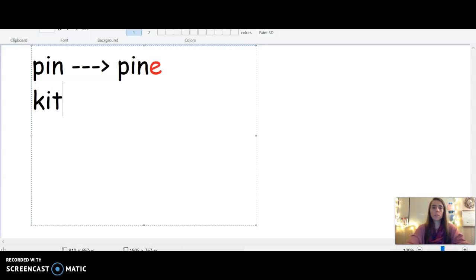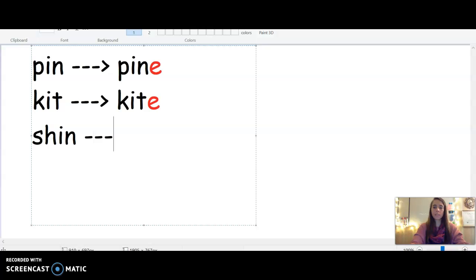Next word, kit. Say kit. When we add our silent E to kit, it turns into kite. Say kit, kite, kit, kite. Because our magic E makes the vowel say its name. What's the name of this letter? I, so it makes the I sound. Kite. Beautiful. Take a look at the next one.